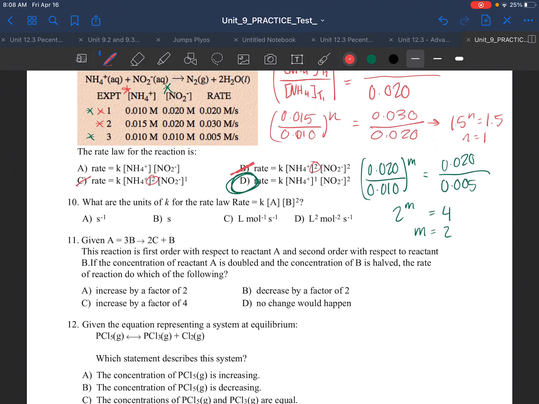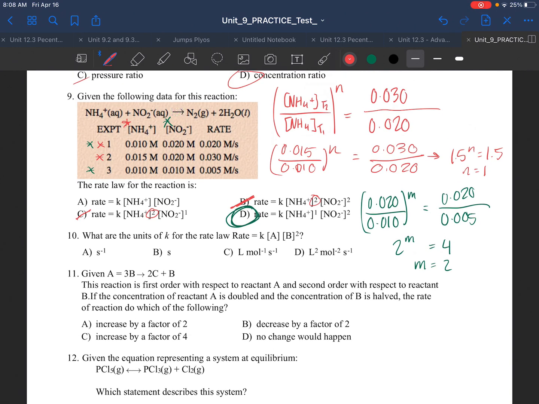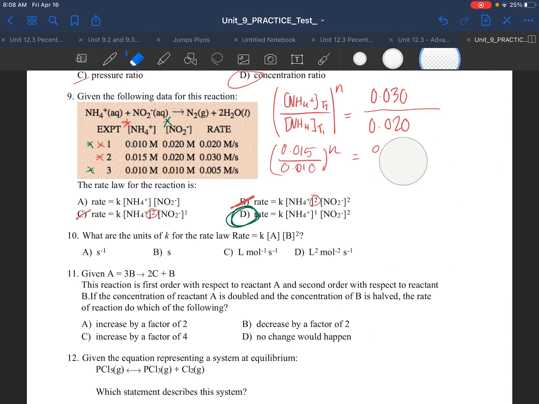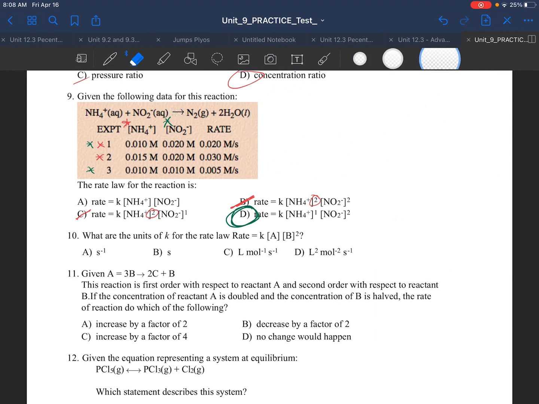Number 10. So for 10, it wants to know the units. I'm going to keep using this space up here, so I'm going to erase this work and put the work for number 10 up here. What are the units of K for this rate law? Now, in order to figure that out, you need to know a few things. Rate, I'm going to write this equation up here.